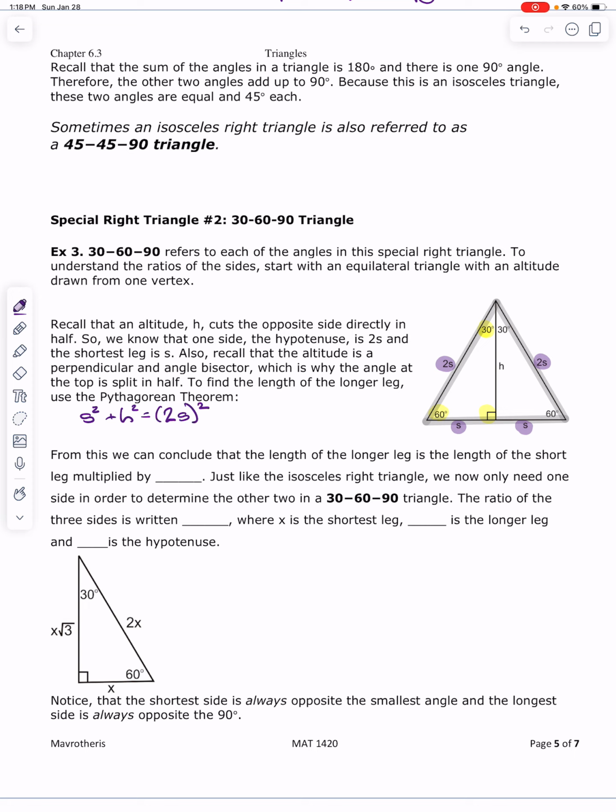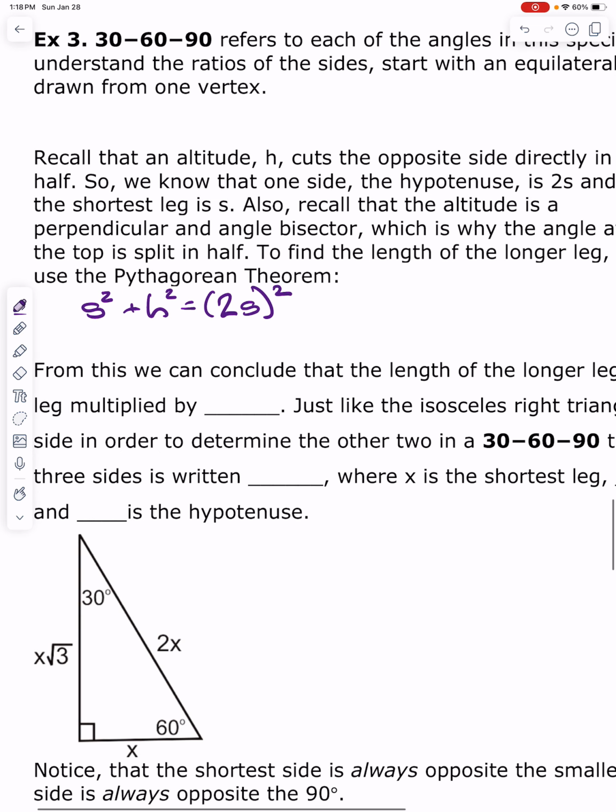Notice that I am wrapping this in parentheses before I square. I don't want to just square the S and forget to square that 2 part. Okay. I am going to subtract S squared from both sides. And we're going to move up here to where H squared equals 3 times S squared.